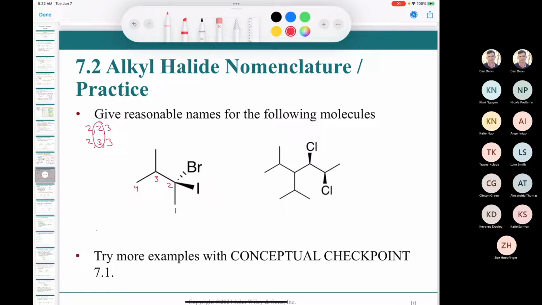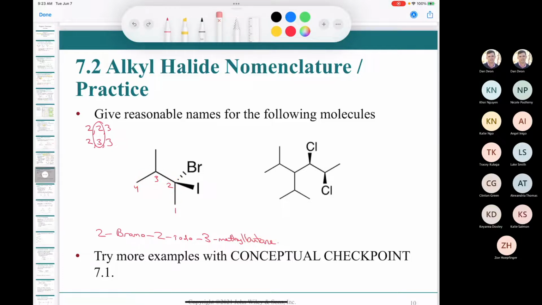Let's scribble that down. We've got 2-bromo, 2-iodo, 3-methylbutane. Again, the longest carbon chain, right? The butane is these 1, 2, 3, 4, like this, so butane.